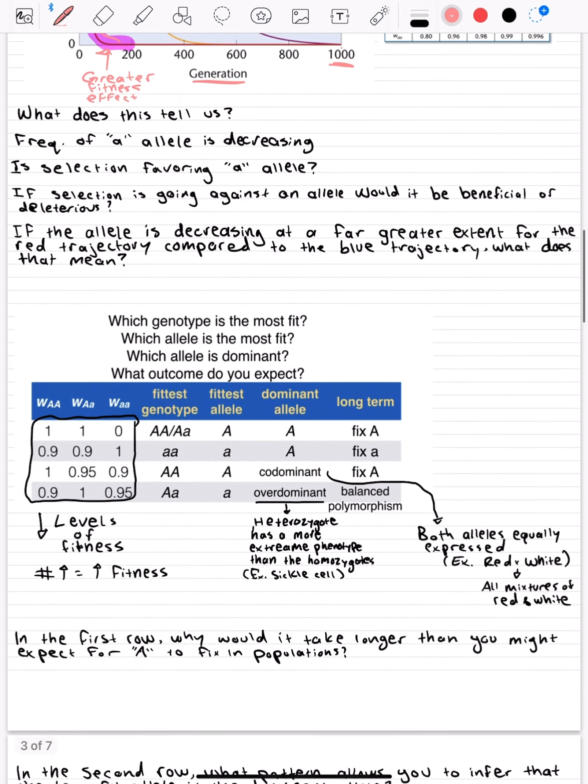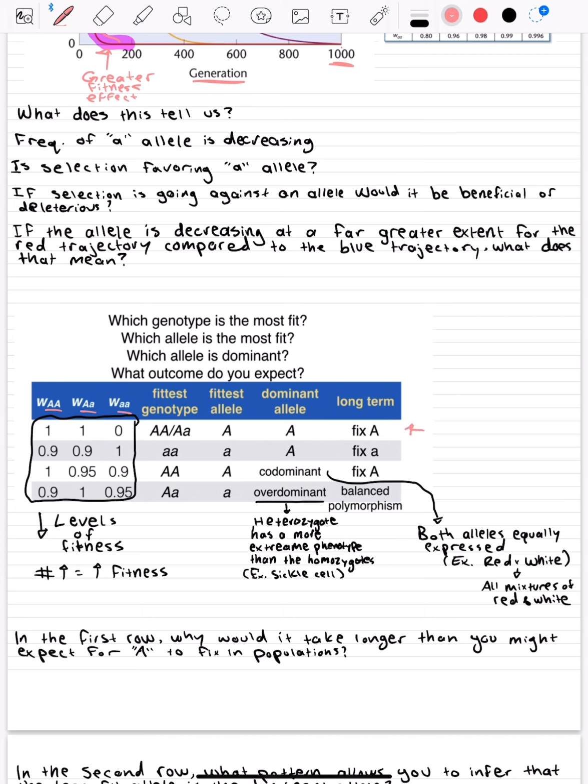Now let's say we were given a chart, and it's asking us which genotype is most fit, which allele is most fit, which allele is dominant, and what outcome we expect. Right off the bat we have the different genotypes: big A homozygous dominant, the heterozygous, and the homozygous recessive.